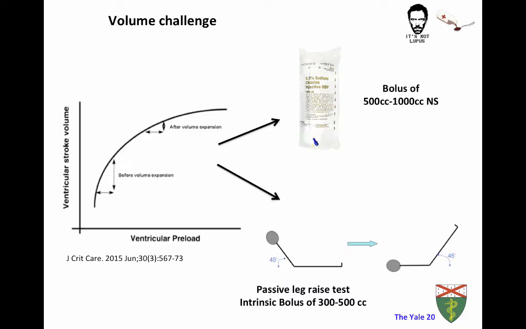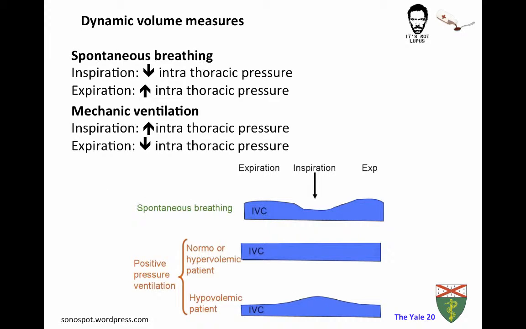Another way a fluid challenge can be achieved is simply by performing a passive leg raise, in which you raise the patient's legs as they are in the supine position, and this results in an intrinsic bolus of about 300 to 500 cc's. Most importantly, this is reversible once the legs are lowered. Another way to make a dynamic volume measurement in intubated patients include the variations in arterial pulse pressure as well as respiratory variation of the IVC diameter.